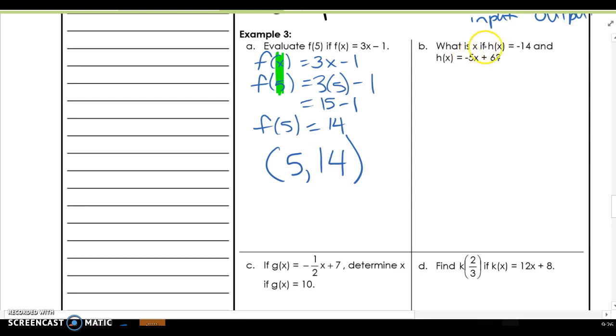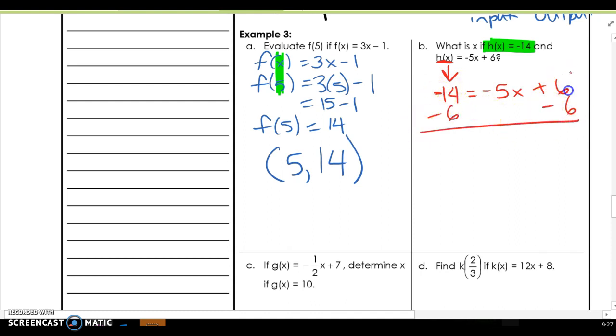On part B, what is x? So whenever they say what is x, you immediately know you are solving for x. They're telling you that h of x equals negative 14, so it's like substitution. If h of x equals negative 14, well, here's h of x. Plug in negative 14 for h of x. Negative 14 equals negative 5x plus 6. So this is what you would use to solve for x.